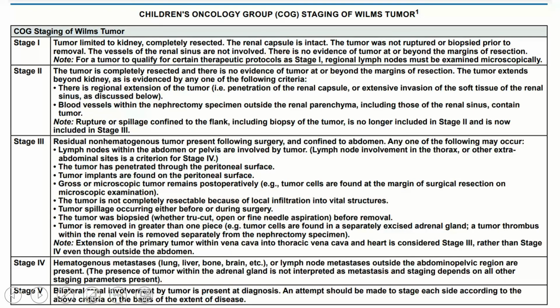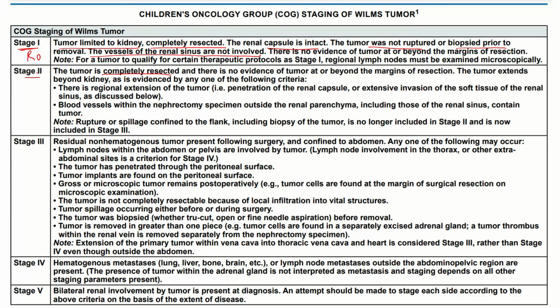Let's see the theory. Coming to stage 1, this is just for a quick revision. The renal capsule is intact. The tumor is limited to the kidney and is completely resected. The tumor was not ruptured or biopsied prior, and the vessels of the renal sinus are not involved. Vessels of the renal sinus are involved in stage 2. Coming to stage 2, the tumor is completely resected.